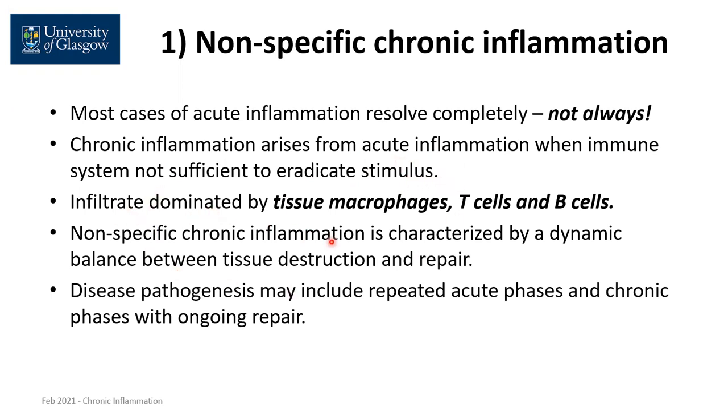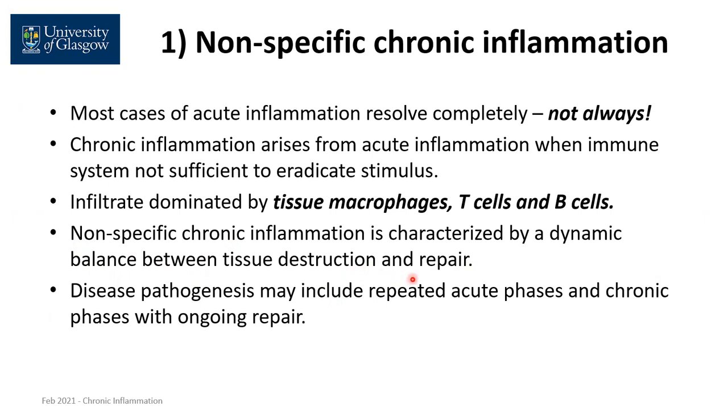As I've said, the infiltrate is dominated by tissue macrophages. So tissue macrophages have a slightly different function to your classical macrophages, which we've talked about in previous sessions, and we'll talk about that today. And T cells and B cells as well. So basically your adaptive immune cells play an important role in chronic inflammatory diseases.